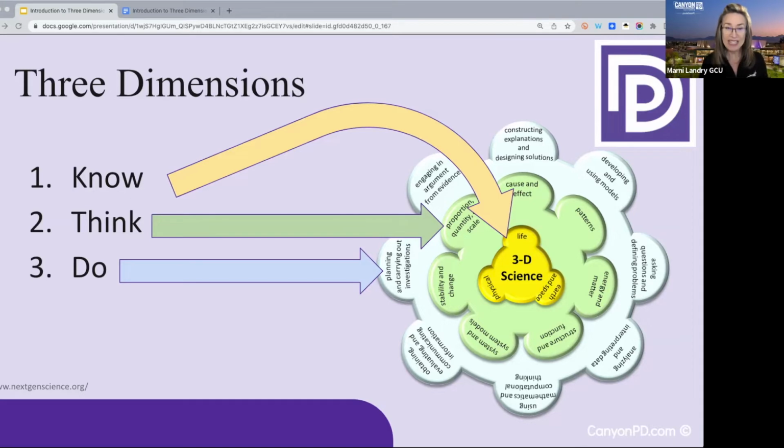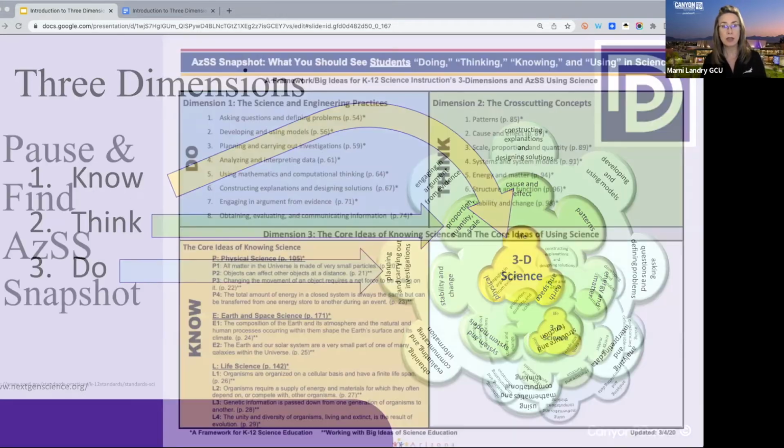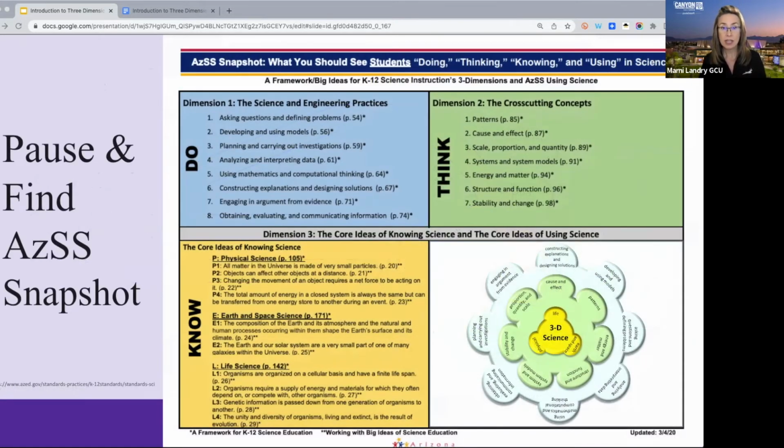So there's a fantastic document on the Arizona State Science Standards site called the AZSS Snapshot. I call it the Do, Know, Think document. If you'll go ahead and pause the video, you can find a link to this document on the handouts in the course. So go ahead and pause and pull that up.